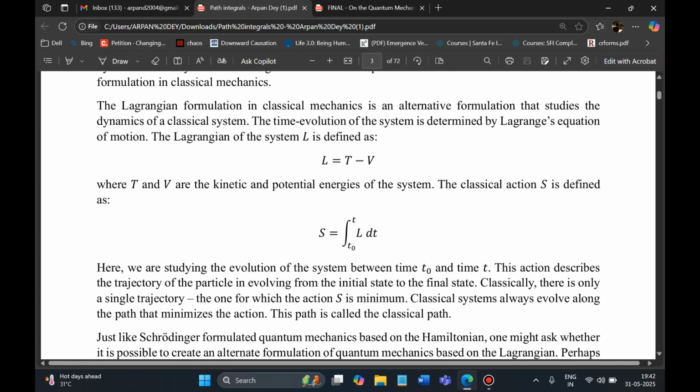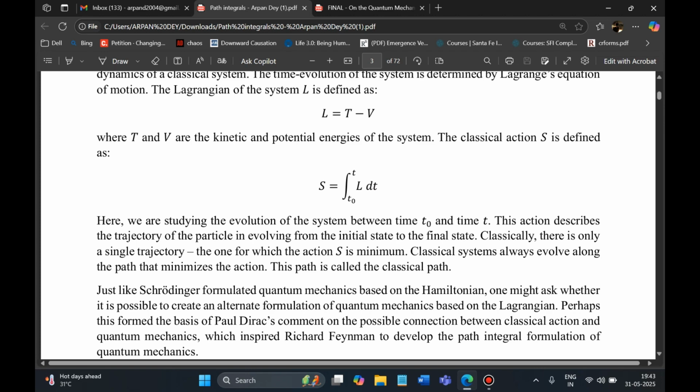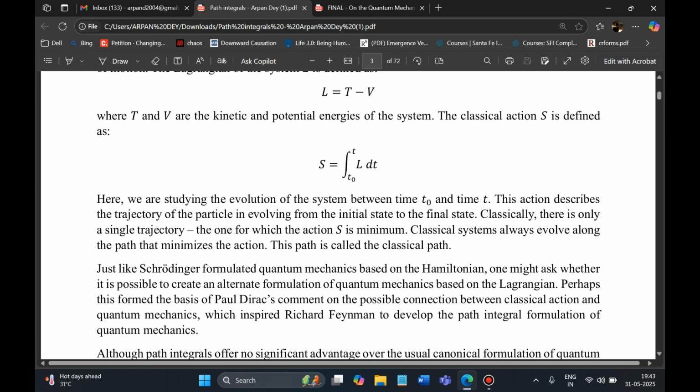So in the Lagrangian formulation of classical mechanics, first of all we define the Lagrangian of a system, which is L, which is T minus V, the kinetic energy minus the potential energy of the system. And the action, which plays the most important role in the Lagrangian formulation of classical mechanics, is defined as the time integral of the Lagrangian. This is the action S.